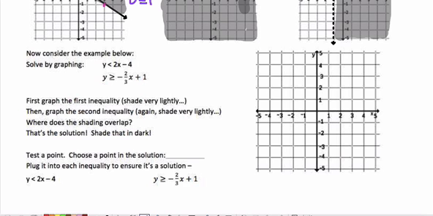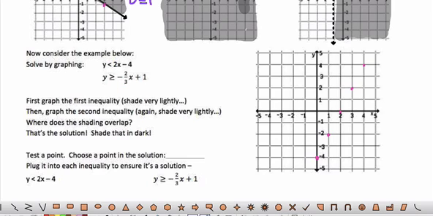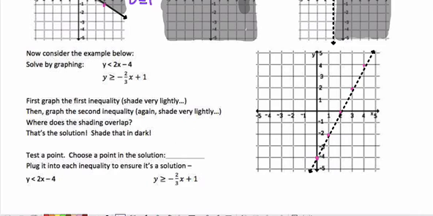Okay, so now we're getting into actually solving systems by graphing. So first, graph the first inequality and shade very lightly. So I'm going to go ahead and graph this one. So I'm going to go to -4, and then I'm going to count my slope, which is 2. So I'm going to go up 2 over 1. Then do I need a dashed or solid line? Well, for this one, since it's not equal to, it's just less than, I'm going to use a dashed line. And then it says shade very lightly. Okay, so we'll see why in a moment.